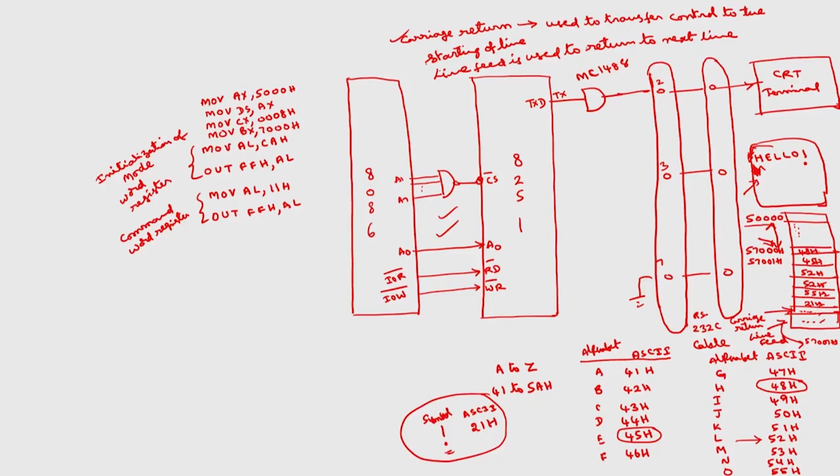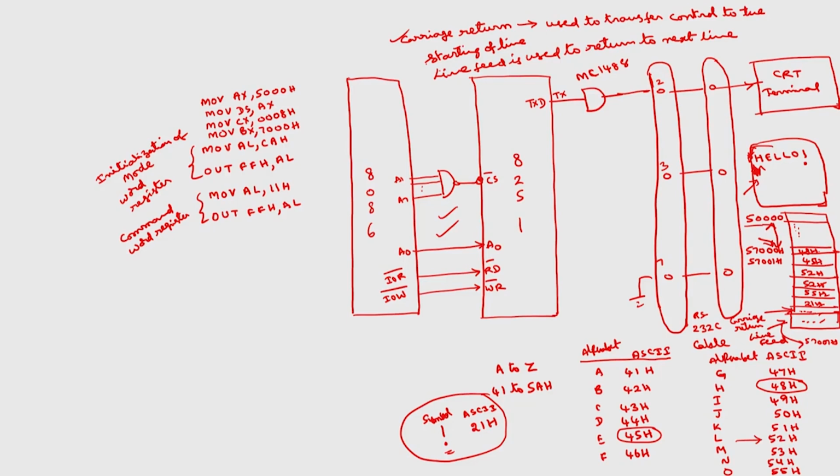I will assume that these codes are available in 57006 and 57007H. Now, I have to display the first character H, which is stored in 57000H.